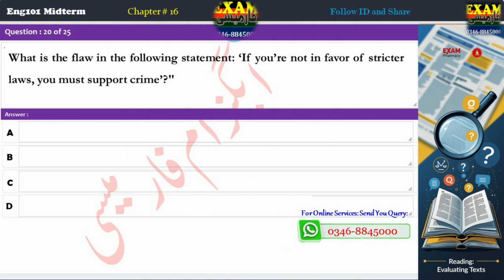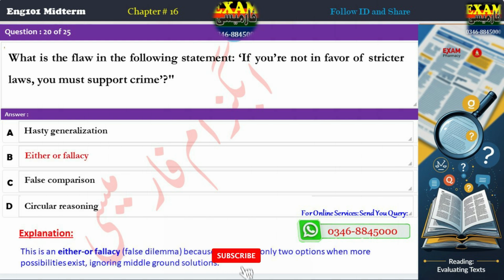Question 20. What is the flaw in the following statement? If you're not in favor of stricter laws, you must support crime. A. Hasty generalization. B. Either-or fallacy. C. False comparison. D. Circular reasoning. Correct answer. B. Either-or fallacy. Explanation. This is an either-or fallacy, false dilemma, because it presents only 2 options when more possibilities exist, ignoring middle ground solutions.